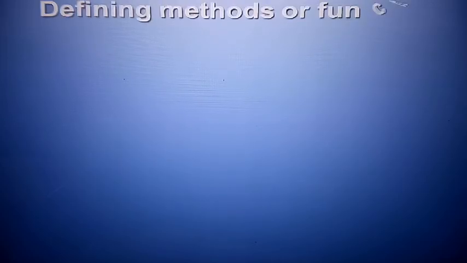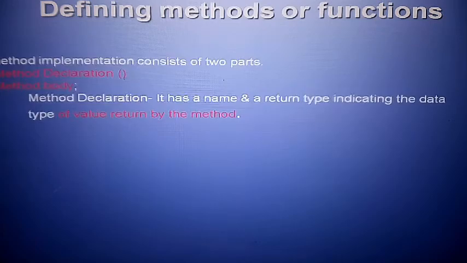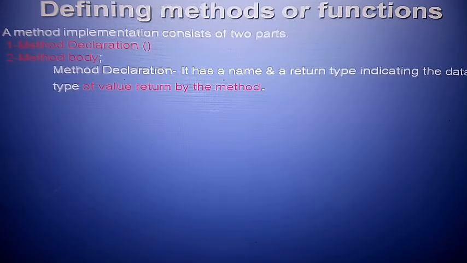After that, defining a method or function. So how to write a function and method, we discuss here. A method implementation consists of two parts. Number one, method declaration, and second, method body. So two contents you can write here. The method declaration has the name and return type. It indicates the data types, like integer, float, and the value in the form of data.